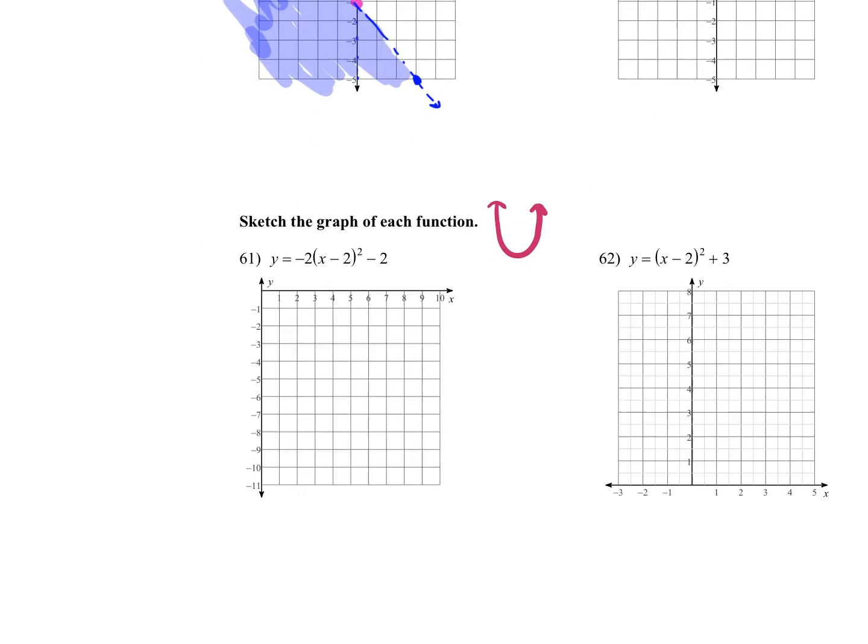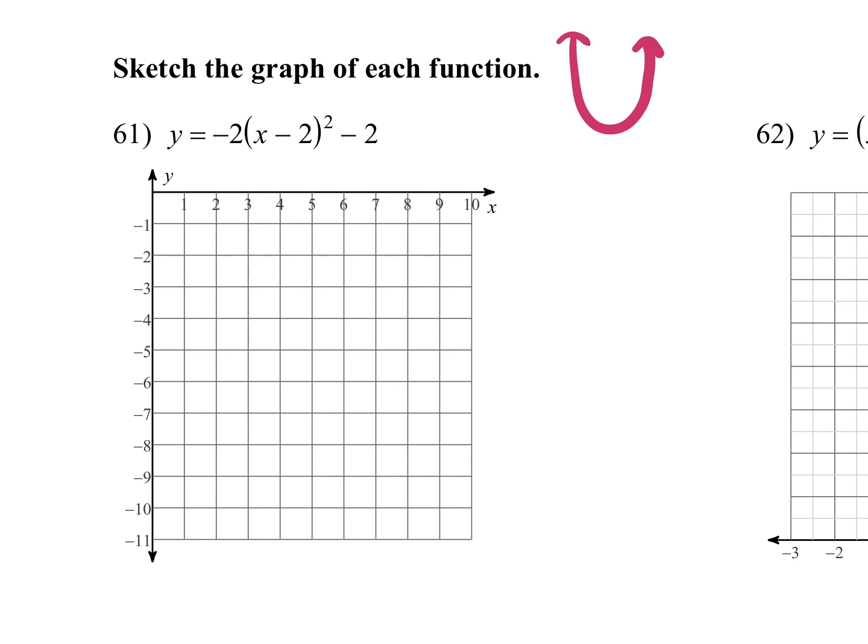All right, 61. Sketch the graph of each function. So first thing we can do is find where our vertex is, since this is in vertex form. So what's my vertex here? You switch the sign of the first one, so it'd be +2, -2, because you switch the sign of your h. So it's h and k, what you're adding on the inside and what you're adding on the outside, but you have to switch the sign of h. So we go to the right 2, down 2. So there's our vertex.